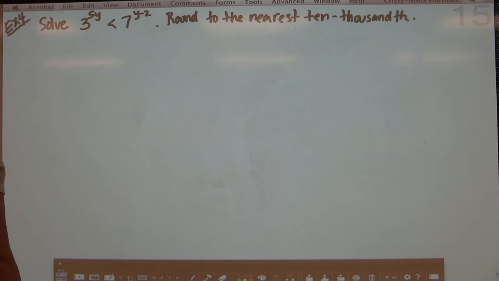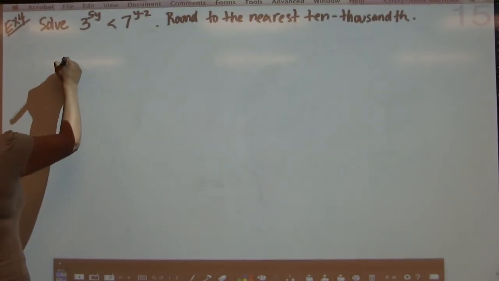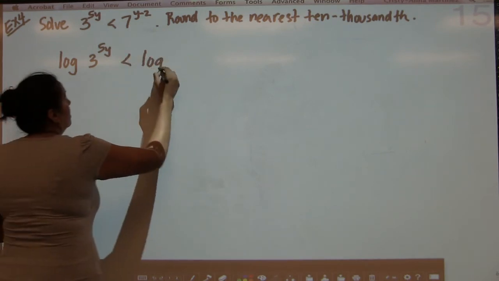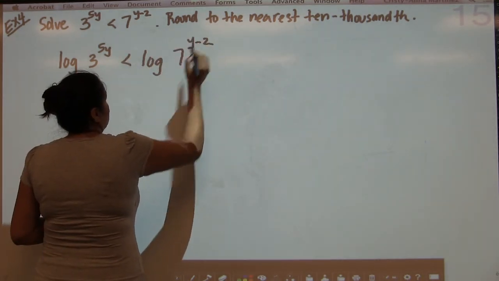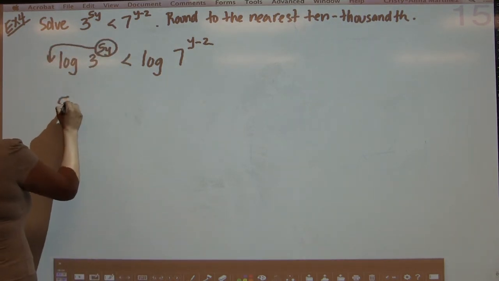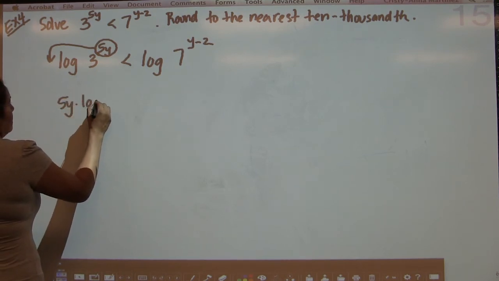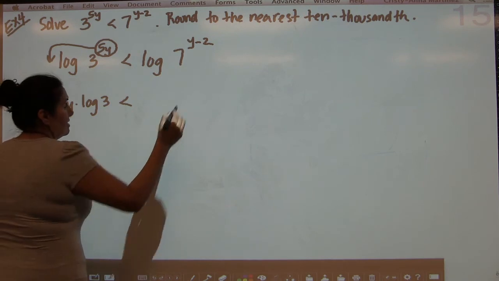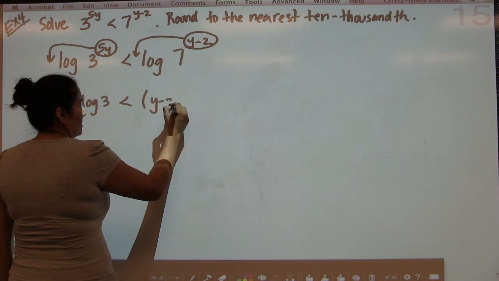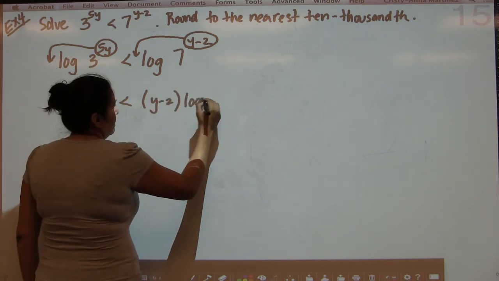Then we'll go to example 4, which is solving an inequality, which we do much in the same way that we did in the previous lesson. So again, we want the log of both sides. So I'm going to get log of 3 to the 5y less than log of 7 to the y minus 2. And what's going to happen is that the entire exponent is going to come out in front and become 5 times y times log 3 less than, in this case, this entire exponent is going to come in front. So you want to keep it together: y minus 2 in parentheses, times log 7.